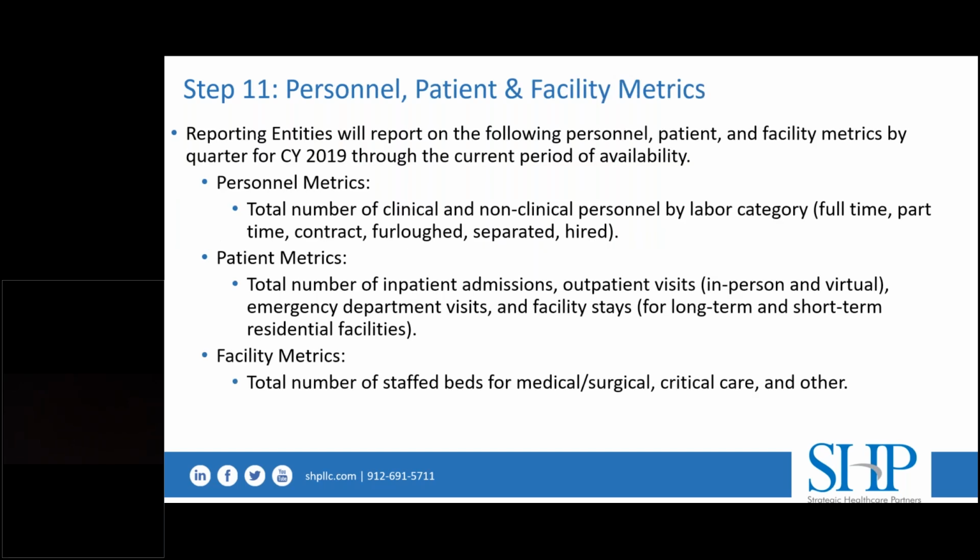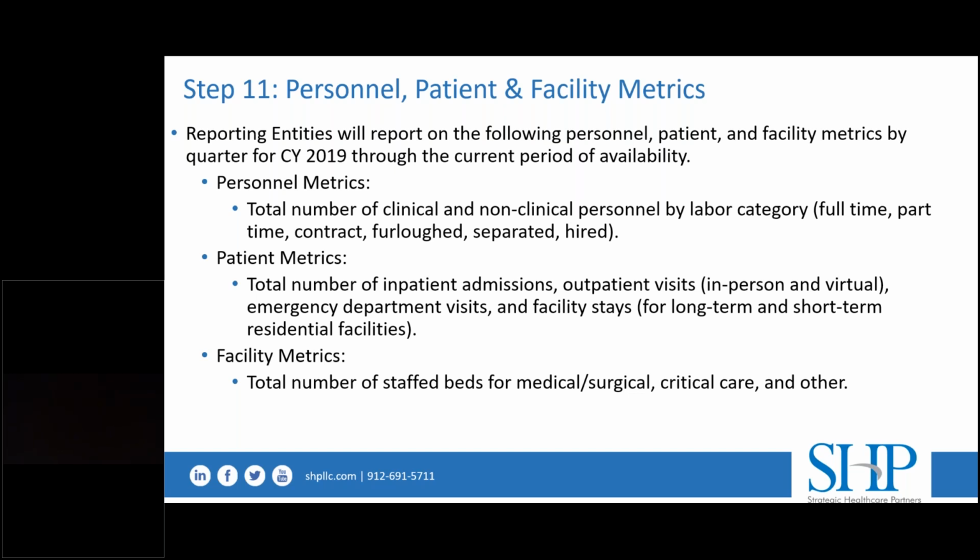Next slide. All right, pivoting all the way out of that, the last couple of things that need to be reported that are brand new, or that there will be reporting metrics added, are personnel metrics: total number of clinical and non-clinical personnel, broken down by labor category; patient metrics: number of admissions, outpatient visits, facility stays. There's some FAQ that gets at the detail of that as well, and some definitional stuff around that. And again, more of that will get clarified as the portal opens and we know exactly what their form looks like. And then some facility metrics like staff beds and those kinds of things.